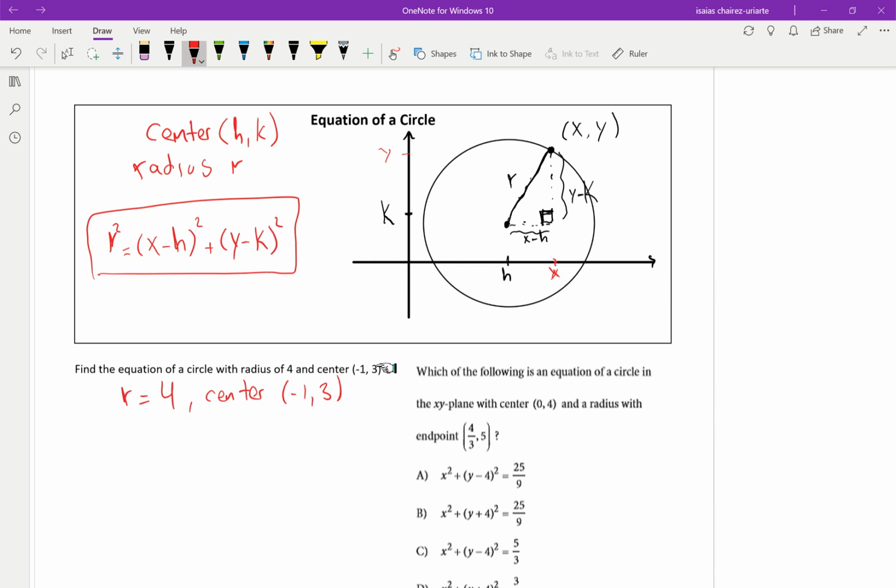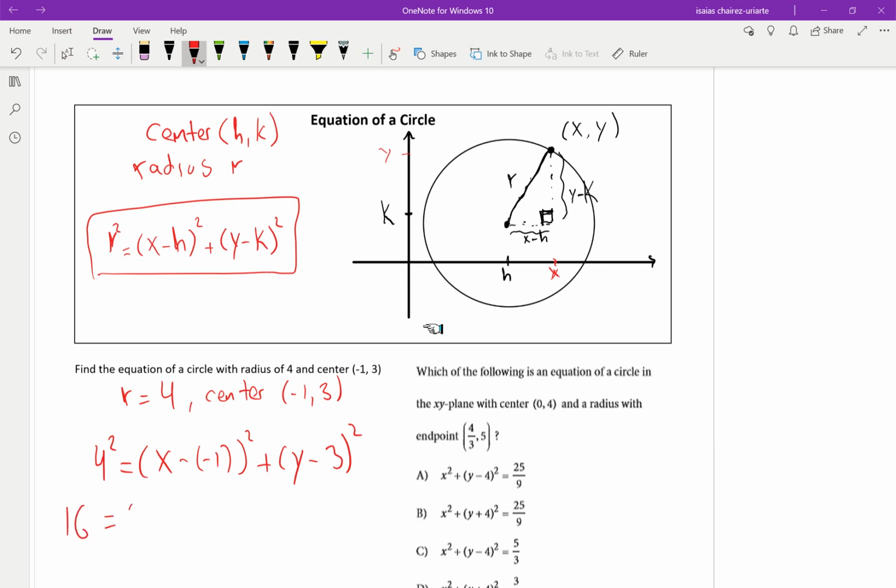So let's come up with the equation. It's going to be 4 squared. I'm literally just looking over here. So my radius squared equals x minus the x coordinate. h is the x coordinate of the center. So x in this particular case minus -1 squared, plus y minus k, where k is the y coordinate of the center. In this case the y coordinate of the center is 3. So y minus 3 squared.